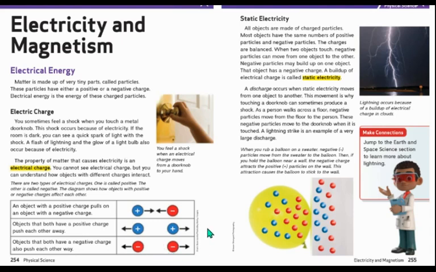So what this is saying is opposites attract. So if you have two different charges, they attract. But if you have the same types of charges, they repel.